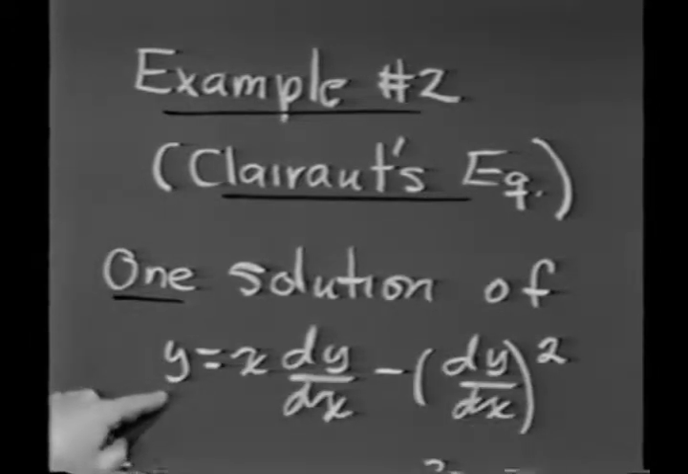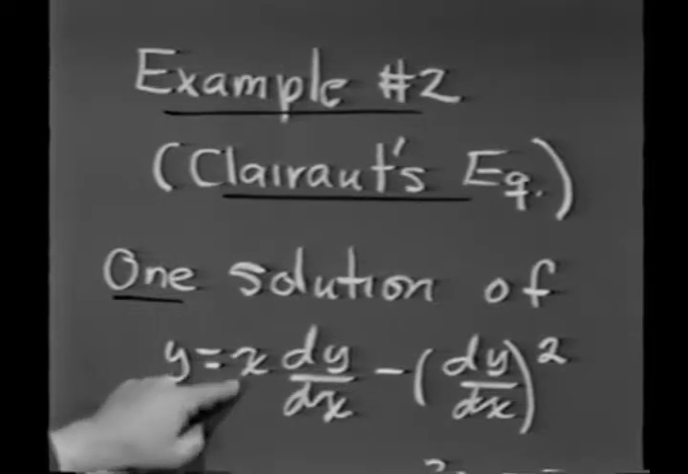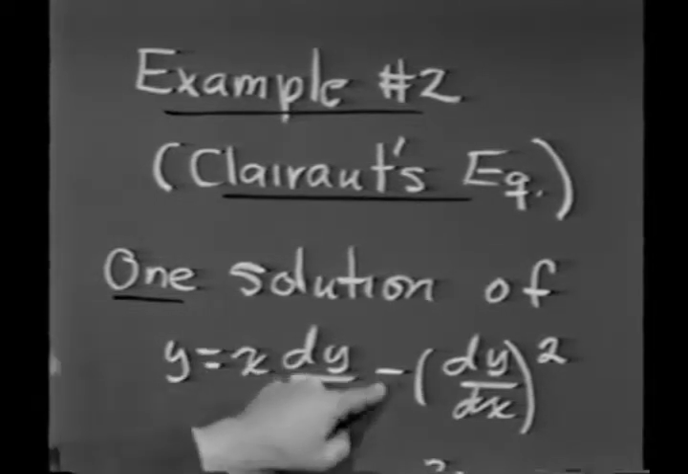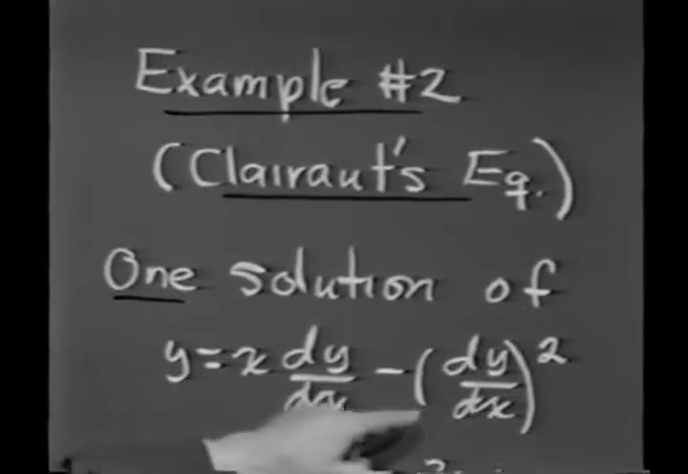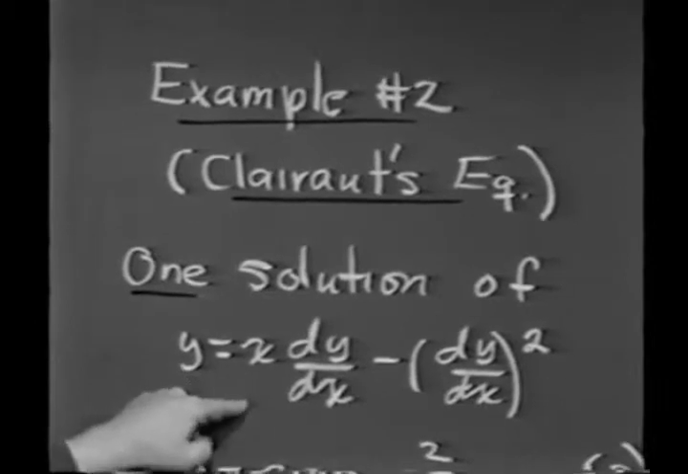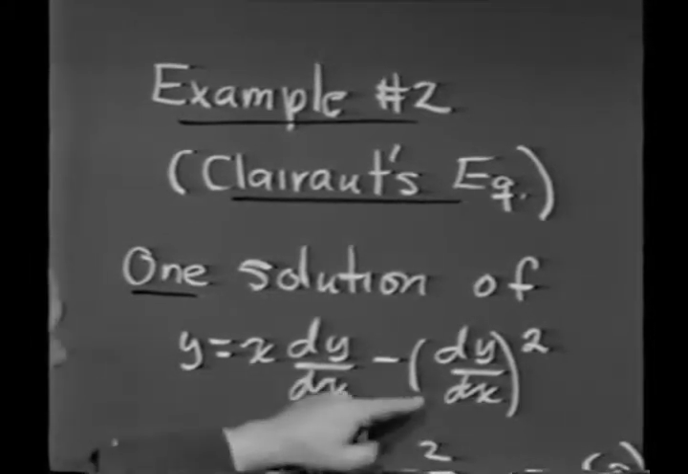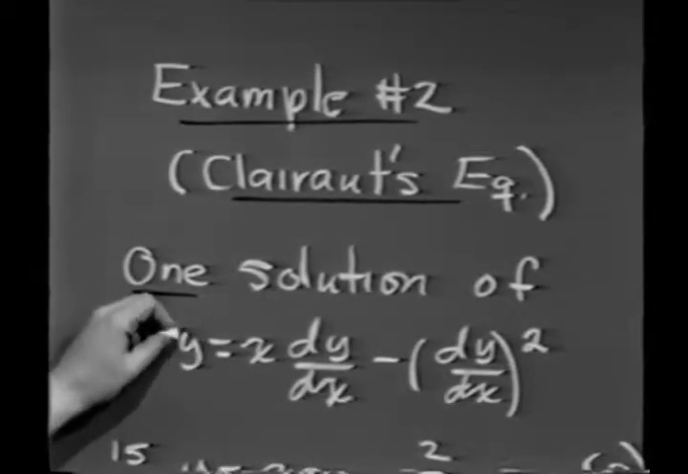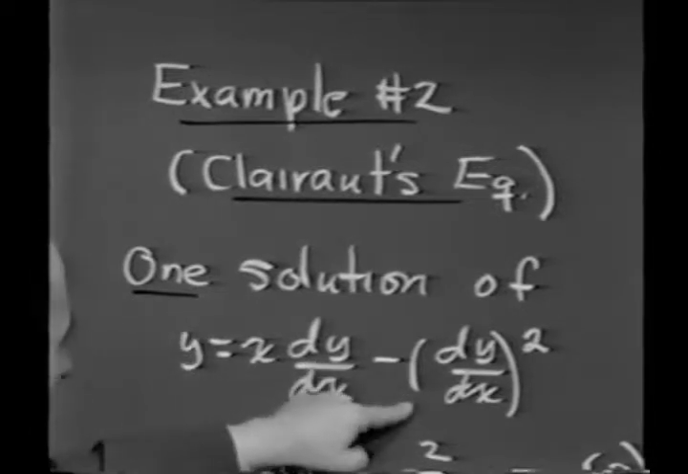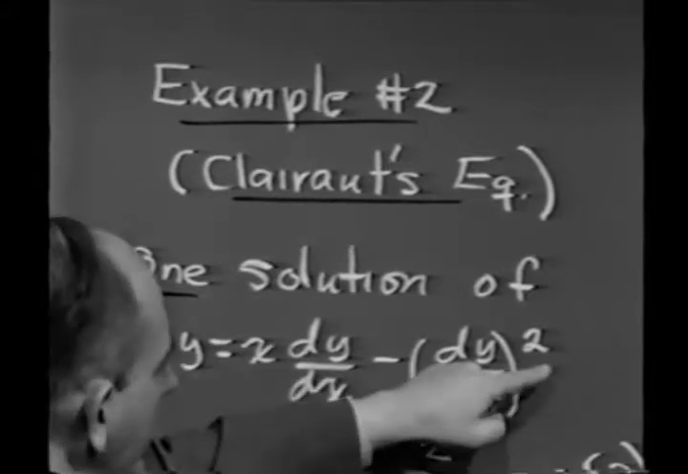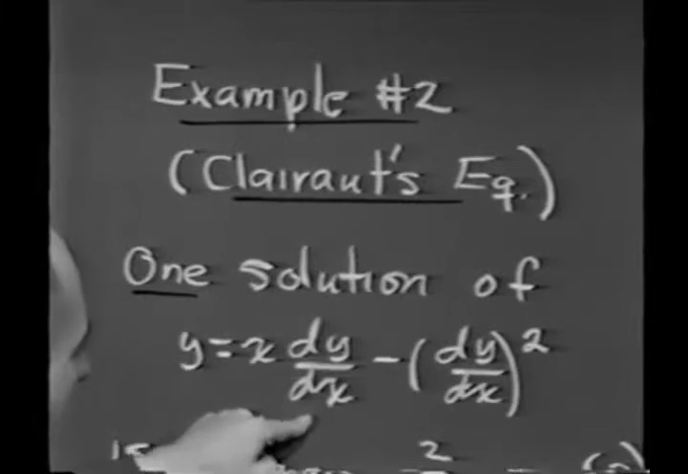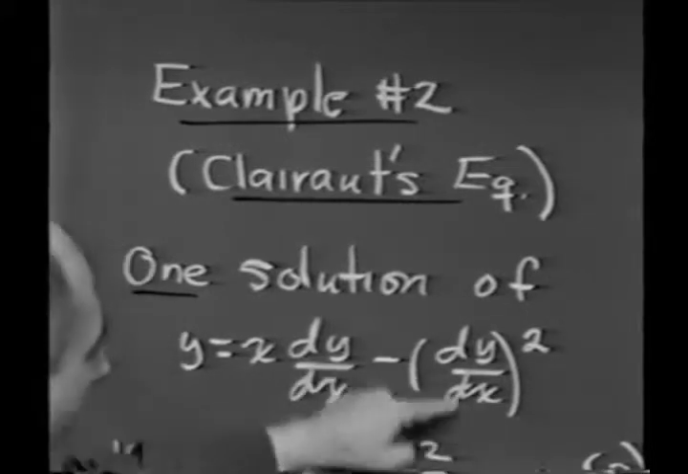Clairaut's equation is any equation which has the form y equals x times dy/dx plus something which depends only on dy/dx. In other words, rather than write this in an abstract form, I decided to pick a particular application of this, and that is, let's just pick this particular example. That's one special form of Clairaut's equation: y equals x dy/dx minus (dy/dx) squared. X times dy/dx, and what's left is a function of dy/dx alone.